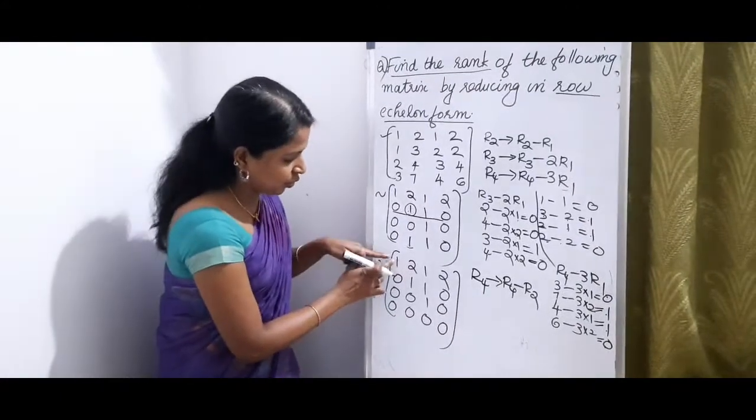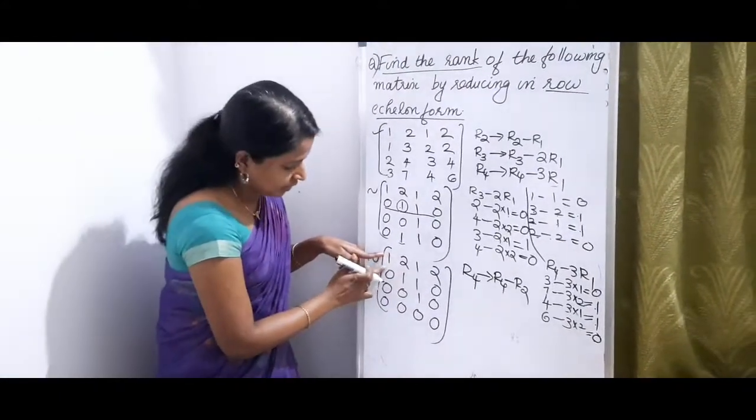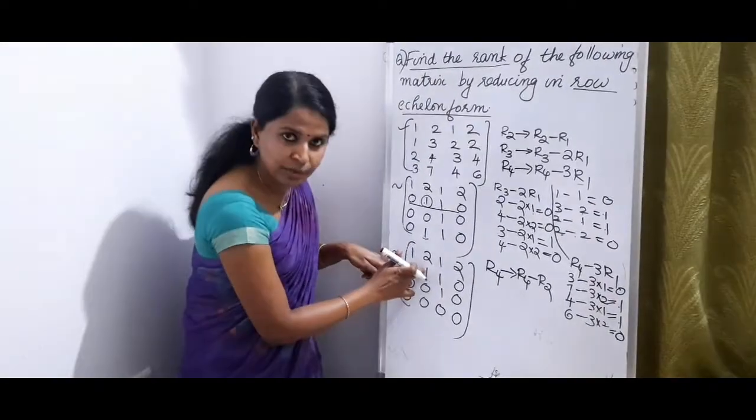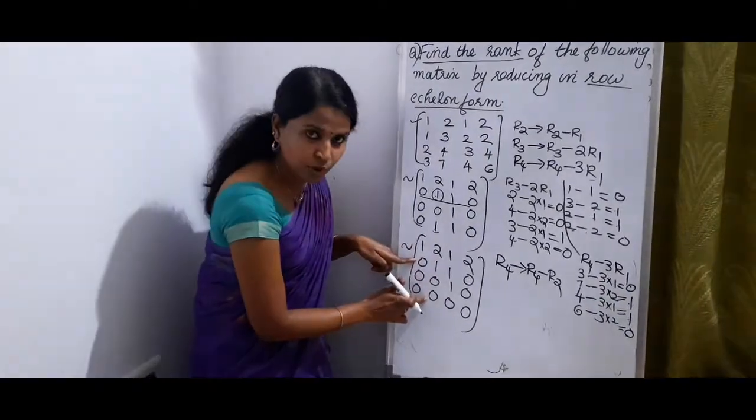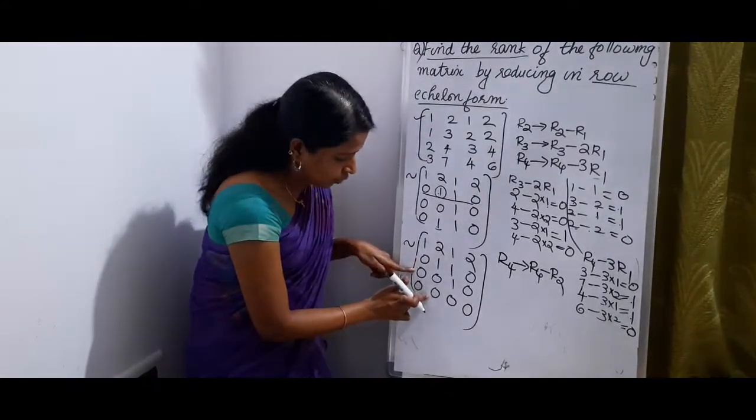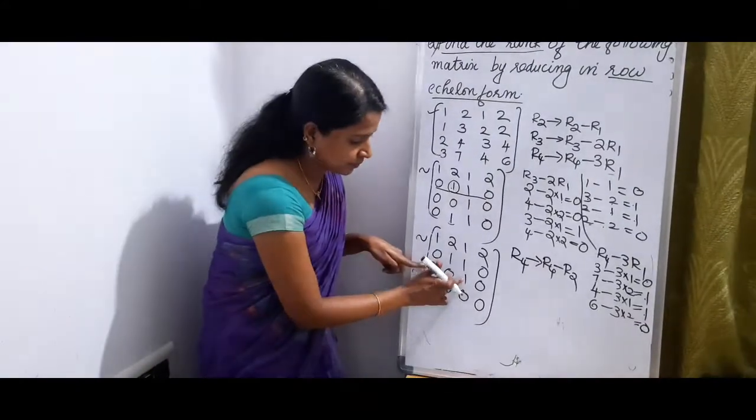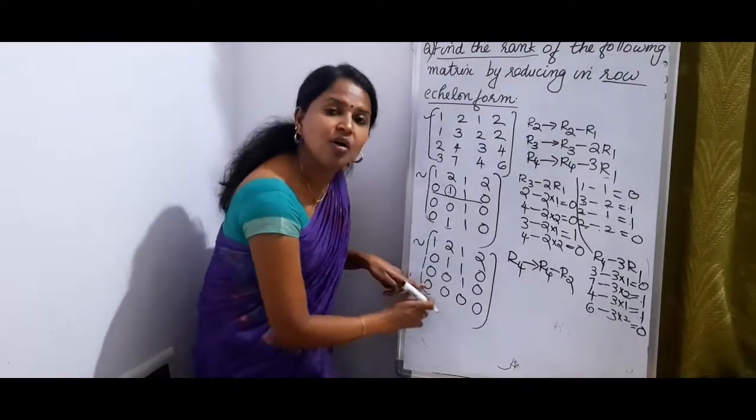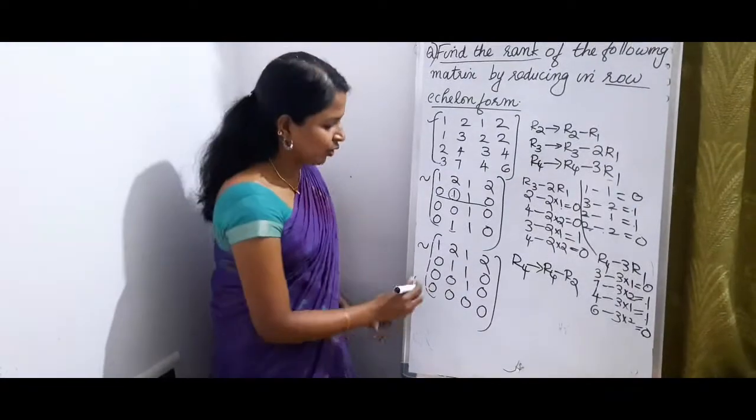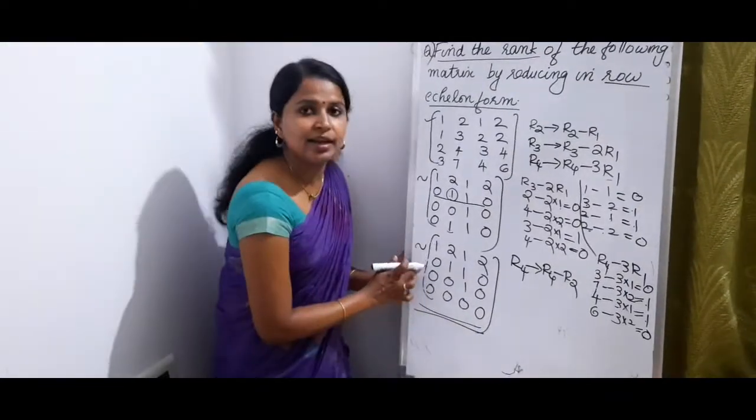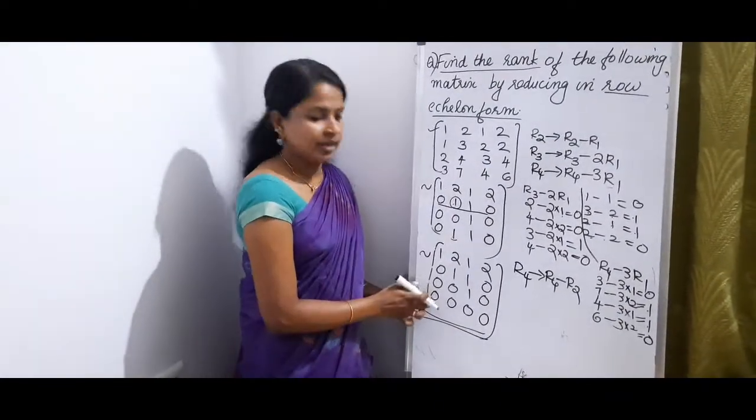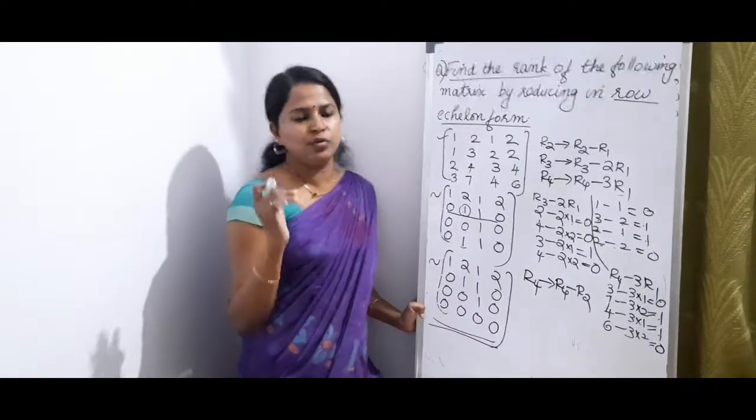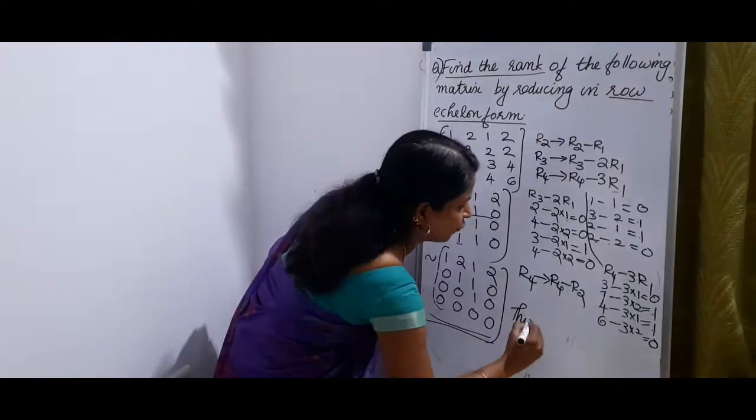In the first row, the first non-zero element is 1, and the element below is 0. In the second row, the first non-zero element is 1, and the element below is 0. Then in the third row, the first non-zero element is 1, and below it is 0. Then in the last row, all the elements are 0. So this is the echelon form of this matrix. This form is called the row echelon form or echelon form.